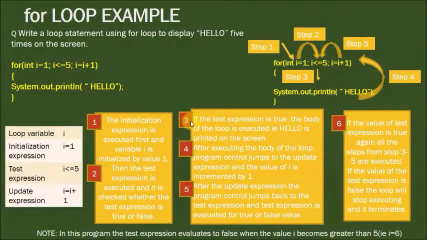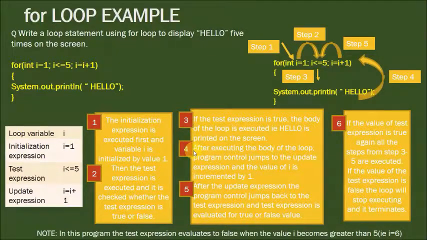Step number 3. If the test expression is true, the body of the loop is executed, that is, hello is printed on the screen in this case. You can see here, after the execution of step 2, if the test expression is true, we go to step 3, the execution of the body of the loop. In this case, the statement is to print hello on the screen. So hello will be printed on the screen.